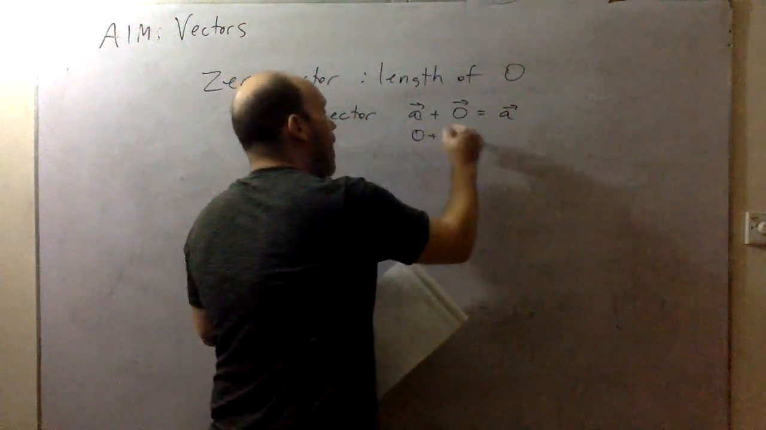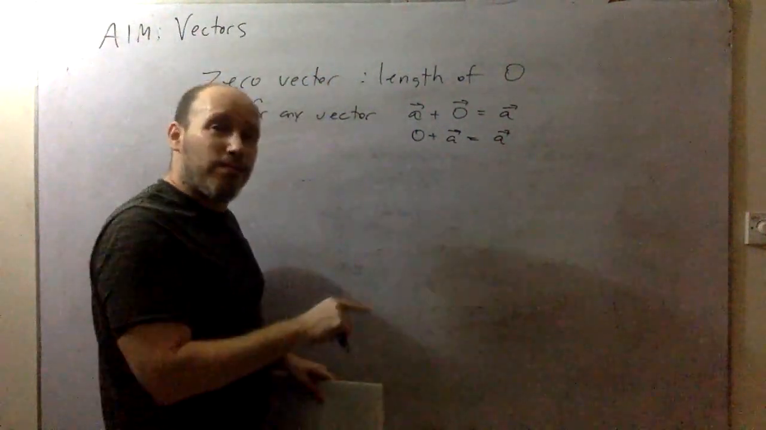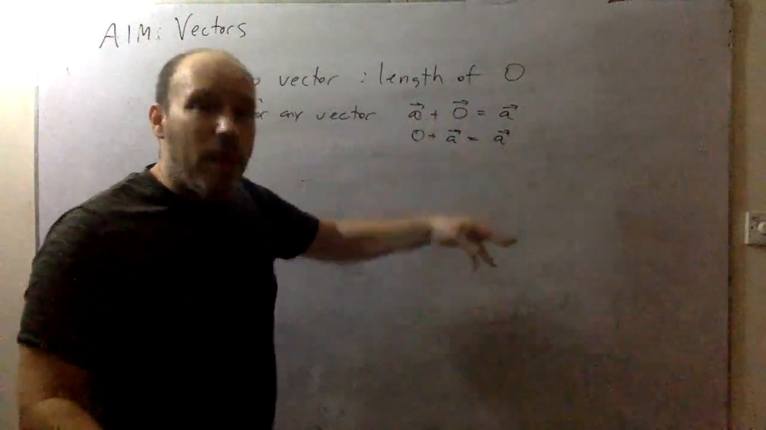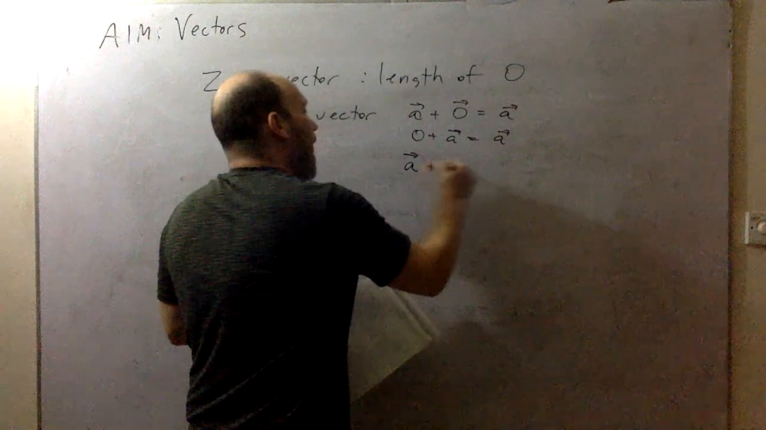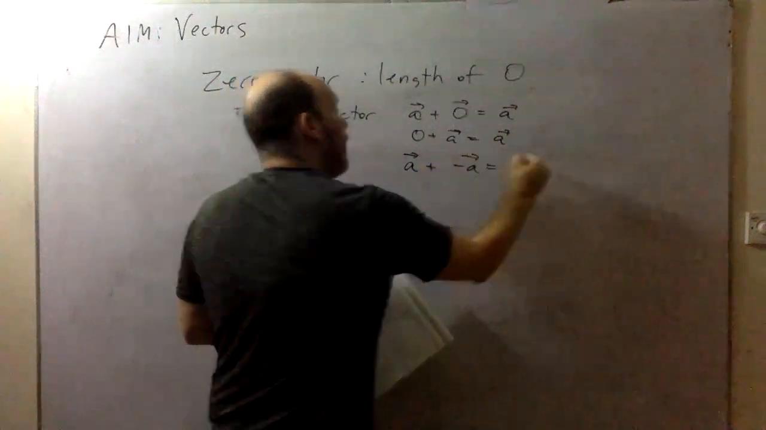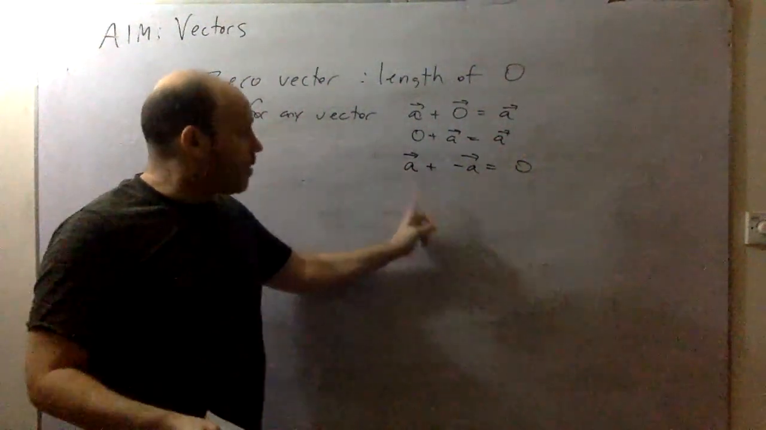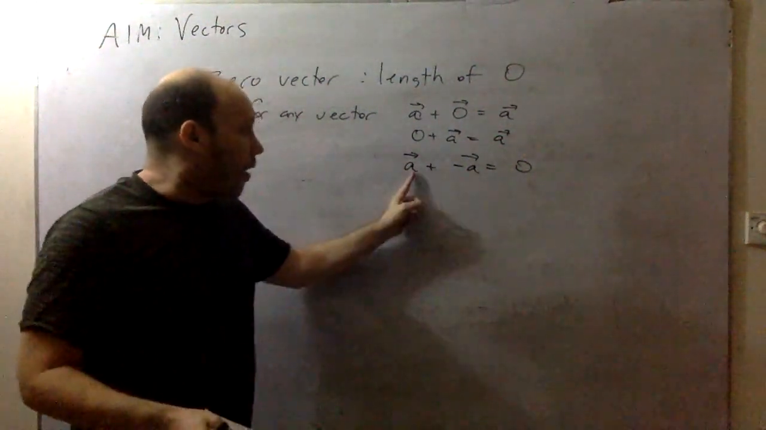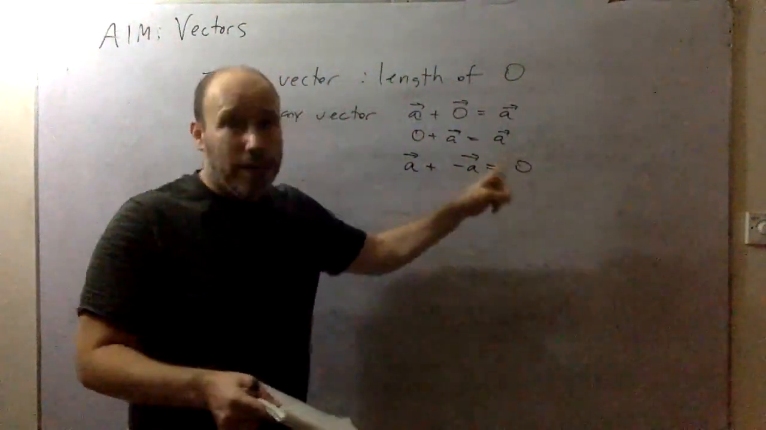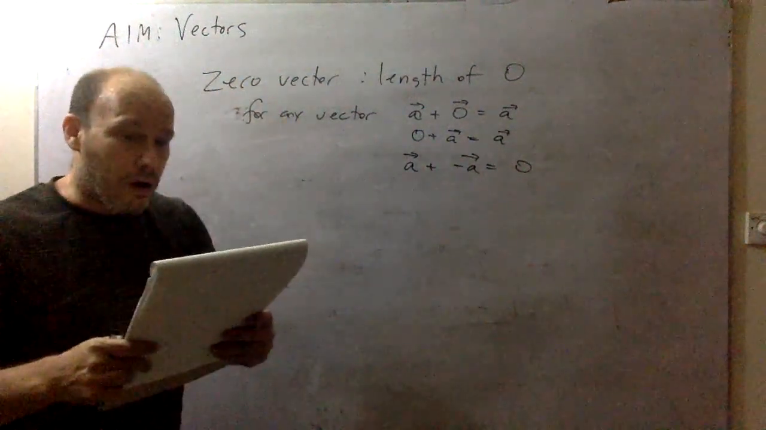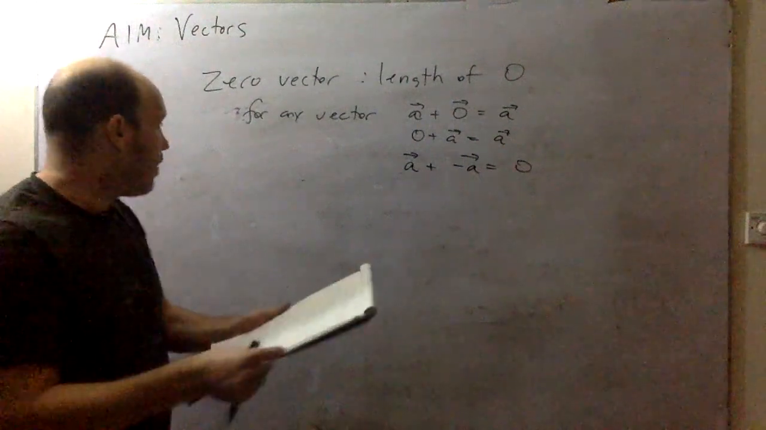Same idea, 0 plus A equals A. And let's think about this. This is the identity, right? What would be the inverse? Well, if we add the vector, but then add the opposite, we get a zero vector. Once again, these are opposite. It's like going 3 miles this way and then going 3 miles back. Your displacement is 0. That's what's going on here.